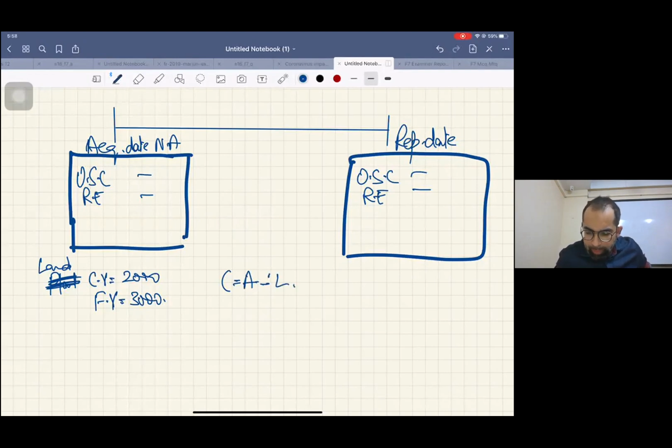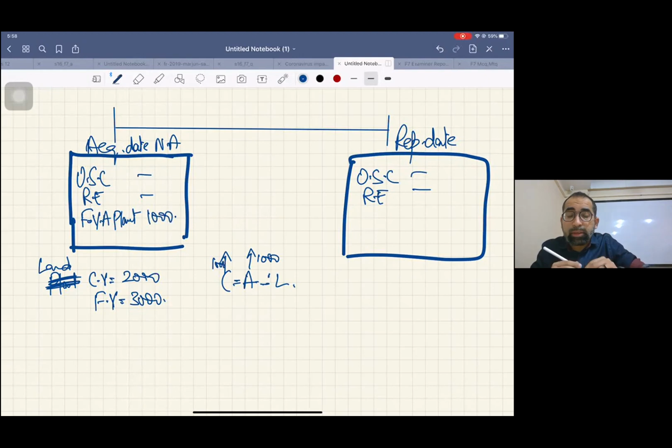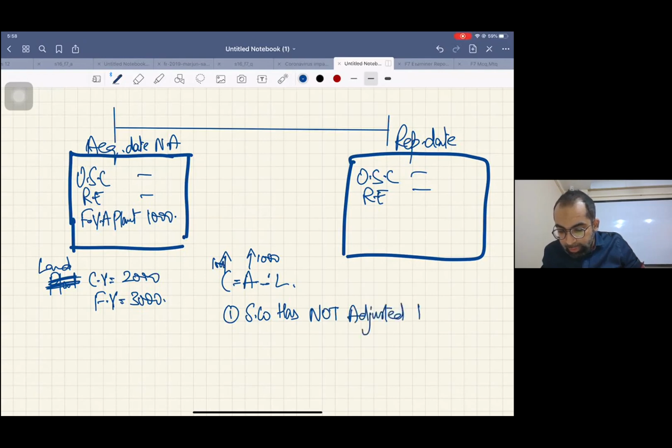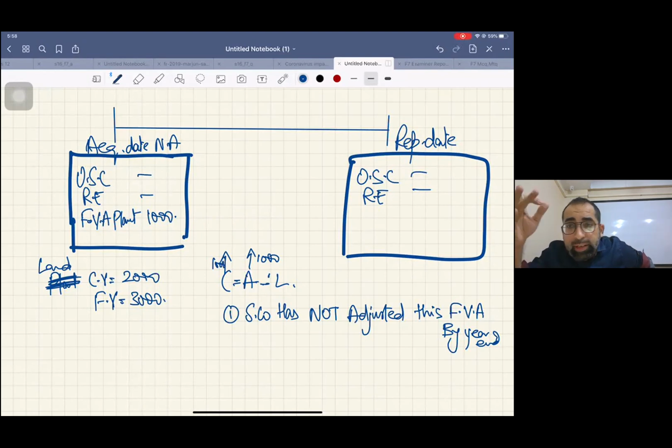When your asset is going up by 1000, your net asset also goes up. So you write here fair value adjustment plant, 1000. Now open your eyes, don't sleep. In 90 or 95% of questions in your exam, it is written that S company has not adjusted this fair value adjustment by the year end. That means in the post period, S company has not recorded it. So you need to write this in the acquisition date packet and in the reporting date packet as well.